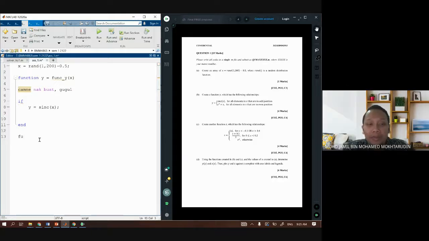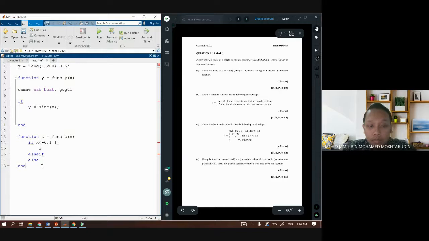And then question C pun sama. Function Z, namakan dia function, setting X. And so yang ni mungkin straightforward sikit. So if X less than -1, 0.1 or pakai ni and so on. Else if, else. Tu letaklah value Z dia apa. Ni question C ni should be orang boleh buat. Question 1 ni kena fikir sikit macam mana nak cari odd position, even position.